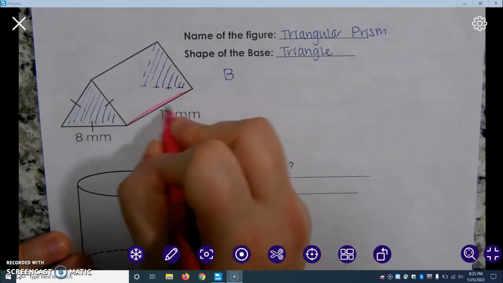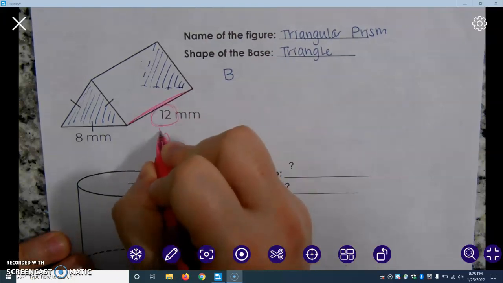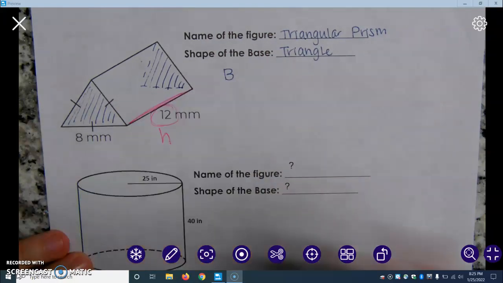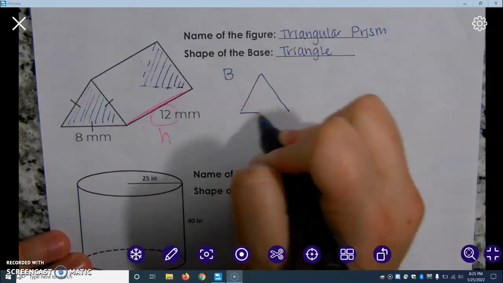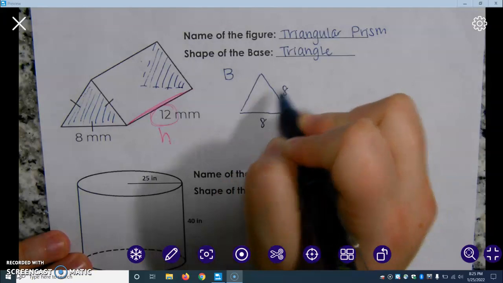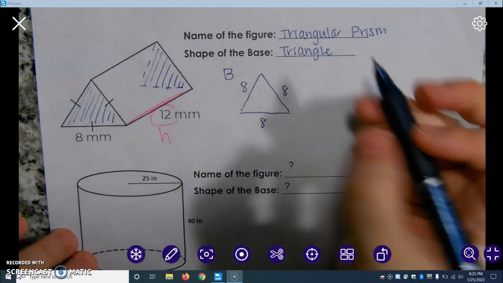So this 12, this is the height when I do area of base times height. So if I draw this triangle, I can see all of the sides are 8. That's what those little marks mean.